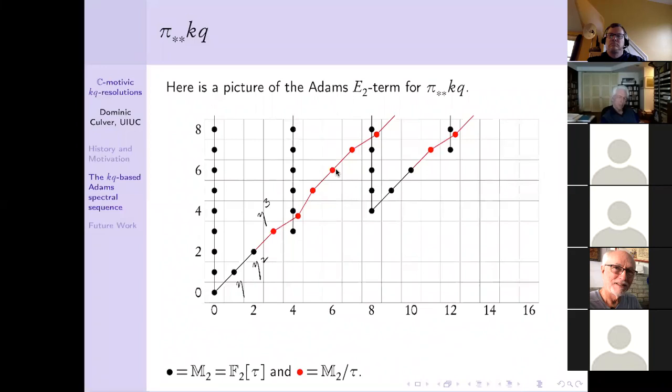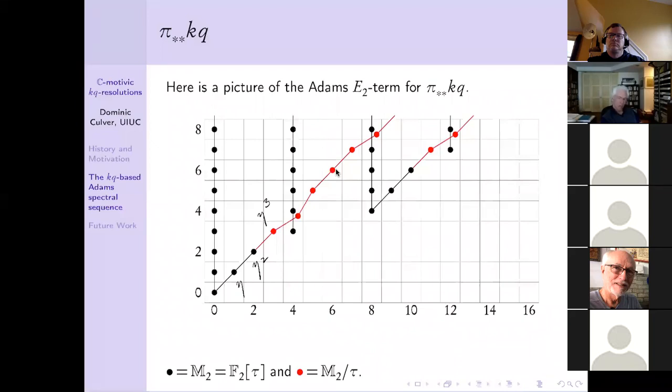So you get this Z, this Z2, Z2, 0, Z, 0, 0, 0, Z, right? So you recover the song. All right. So anyway, this is what the Adams E2 term for KQ looks like.